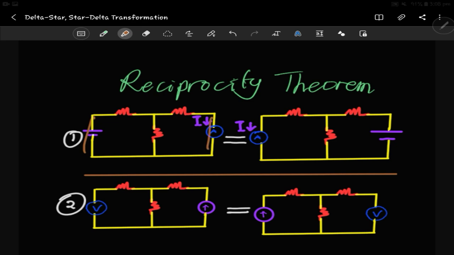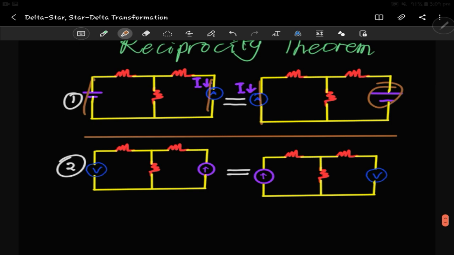What it says is that when you interchange them, when you reciprocate them, so you move the ammeter to the other branch and you move the voltage source to the other branch, the circuit remains the same. Meaning that the current as a result of this voltage source here will still be the same here. The ammeter will still measure the same current in this branch, irrespective of the fact that you've interchanged them.